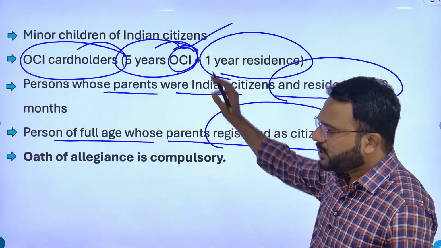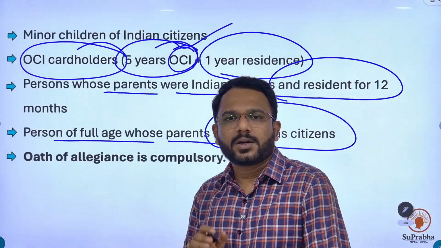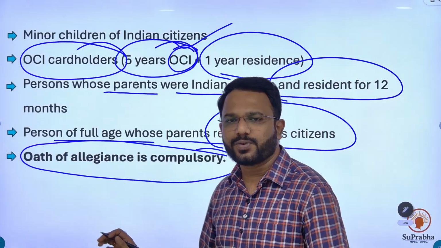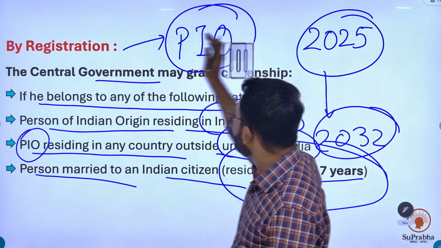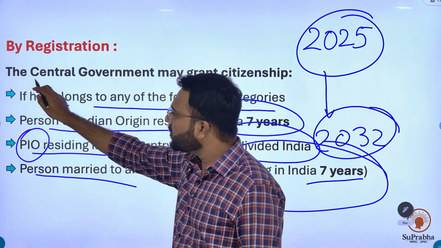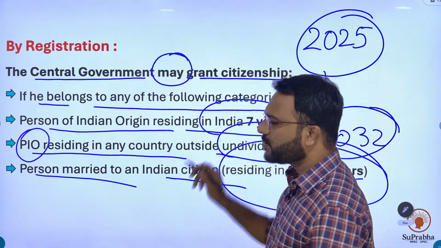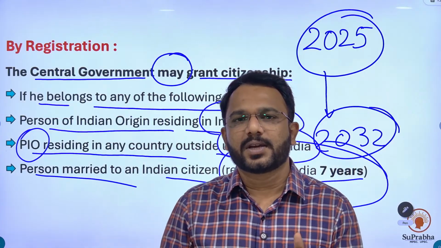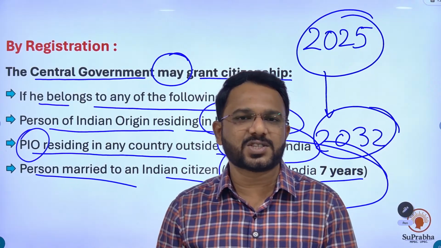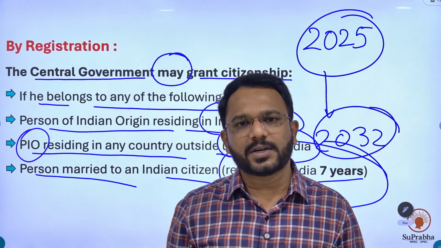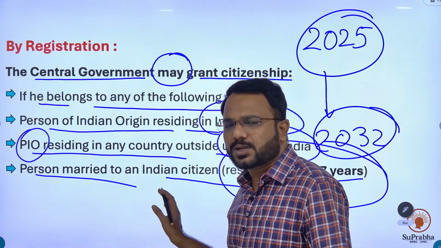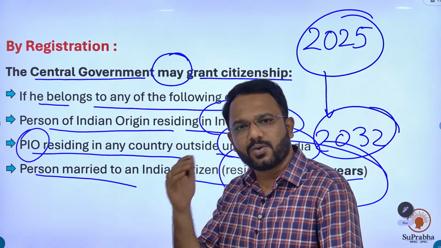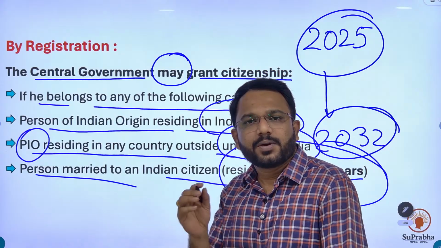All these persons should take the oath of allegiance to the Constitution of India and to the nation. This is a compulsory provision. And here is an important word. This statement says the central government may grant the citizenship. What does this word mean? The word may means that after fulfilling all these conditions, it is not necessary that the central government would grant citizenship to you. It may decline the citizenship, but these are just conditions that you should have fulfilled. After fulfilling them, the decision would be taken by the central home ministry on whether the citizenship should be given to you or not.